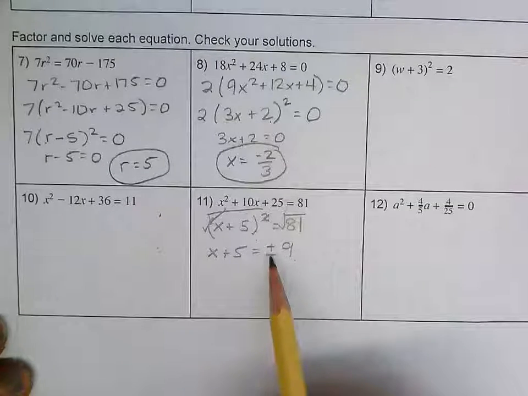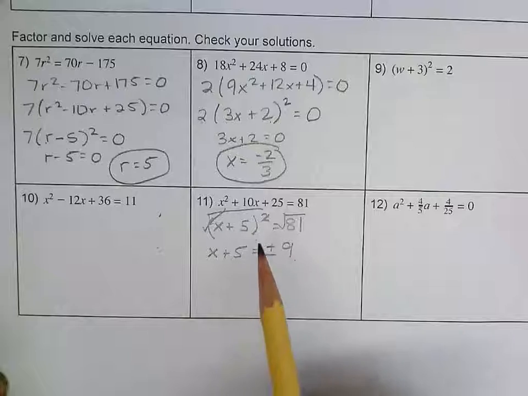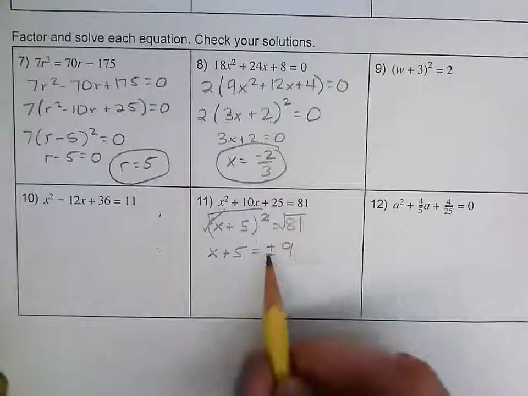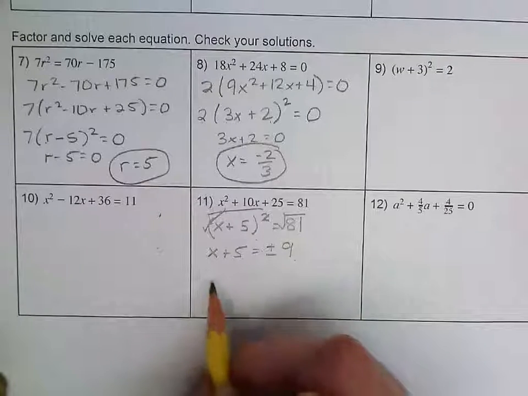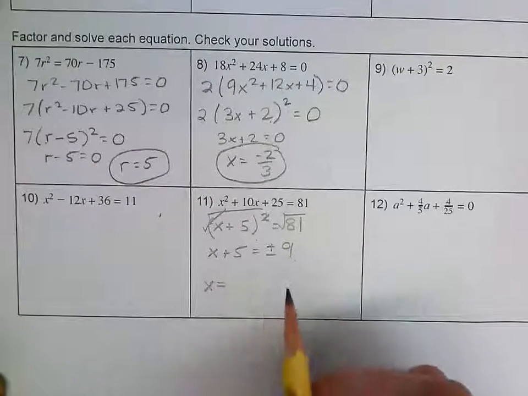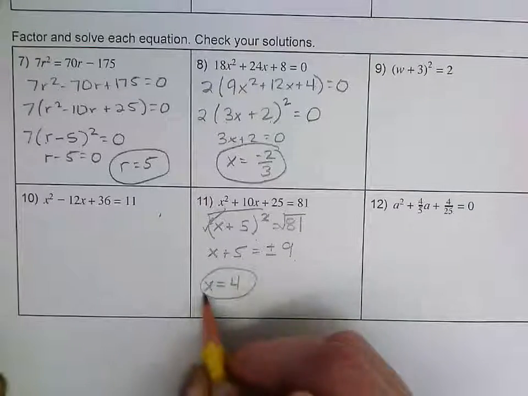Just don't forget that plus or minus sign, because now on our next step we know we're going to have to subtract 5, but we need to do it twice. The first time we're using this plus 9. So a positive 9 minus 5. Alright, positive 9 minus 5 means x is going to equal 4.